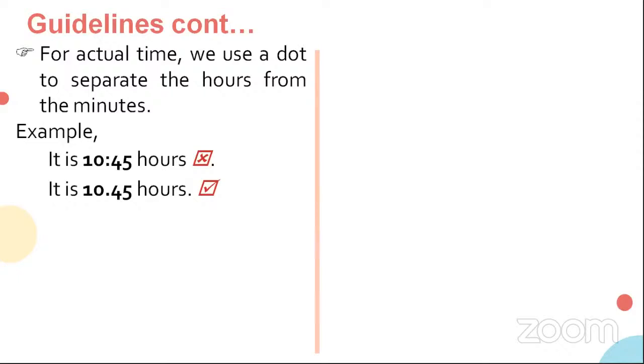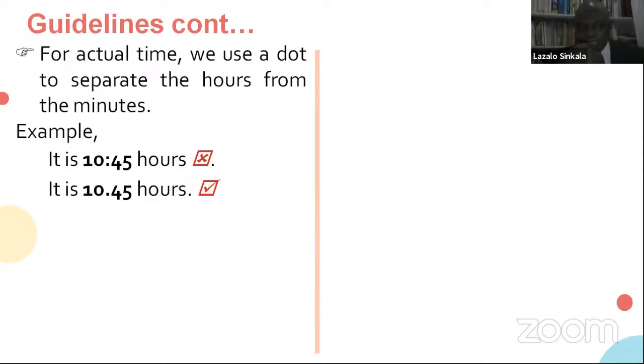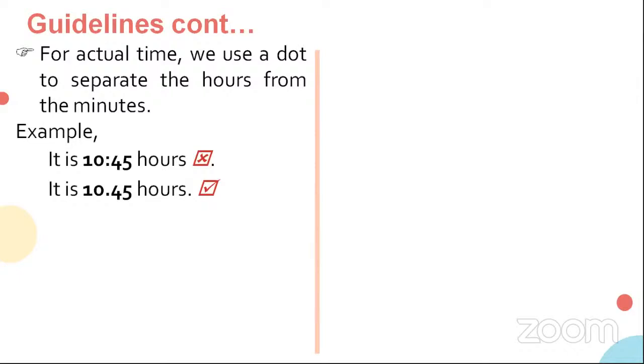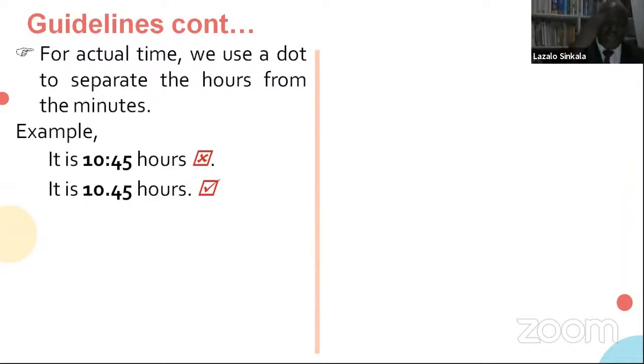I think at the 2016 Mongo conference, I elaborated on this one. 10 colon 45 is wrong because it came with the advent of digital watches, okay? And people got carried away and started writing as such.